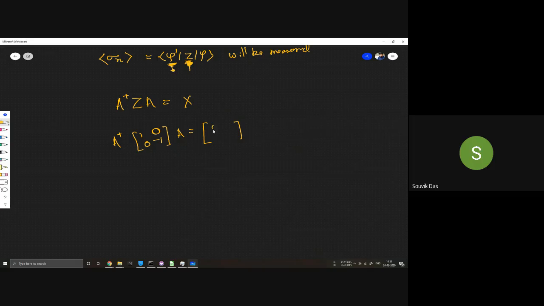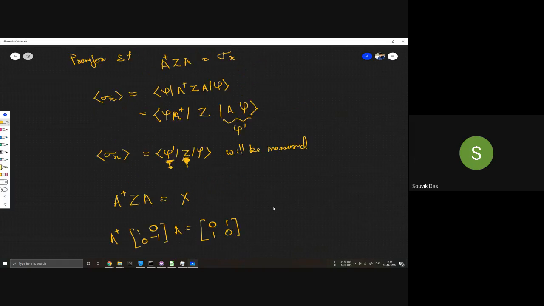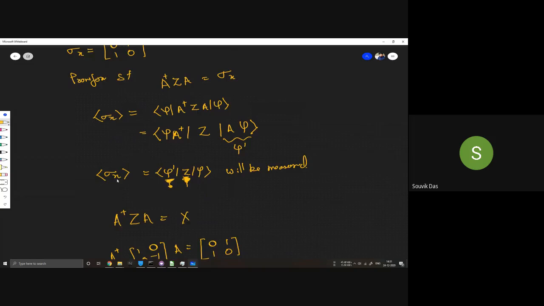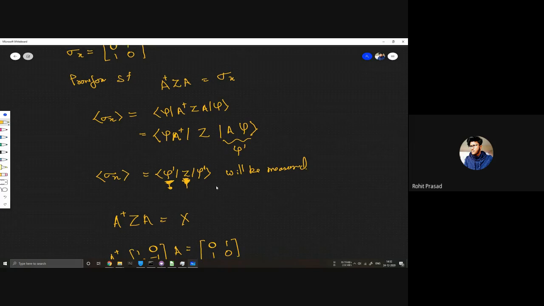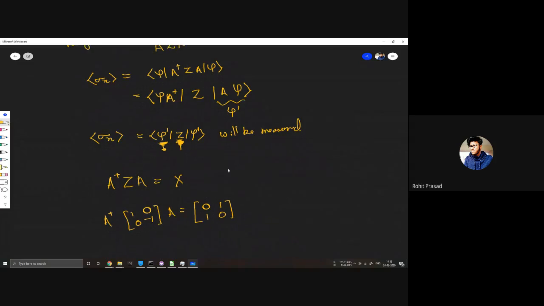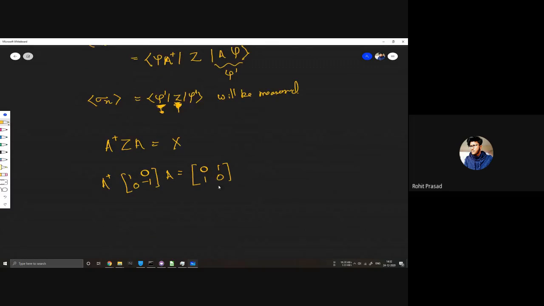In the average value of sigma x, it will be psi dash z psi dash, or psi dash z psi. Will this be psi or psi dash? Oh, this one will be psi. That's all. This one we transform in a way like it should be psi. Okay, I wrote it in that way.